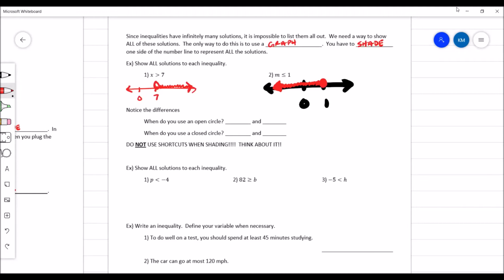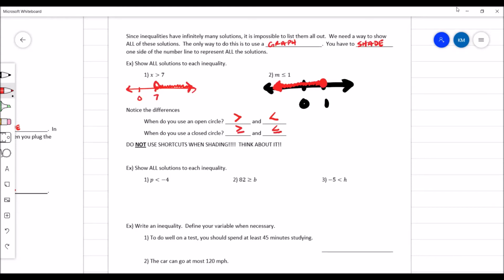Okay, notice the differences here. The first problem, we went this direction. Second problem, we went the other direction. First problem, we have an open circle, and the second problem, we have a closed circle. Okay. When do you use open circles? Okay, you use open circles when you are either given greater than or less than. What about closed circles? Greater than or equal to or less than or equal to.